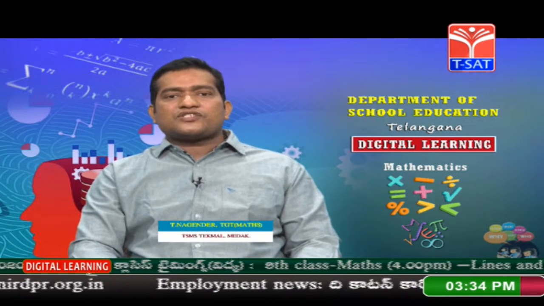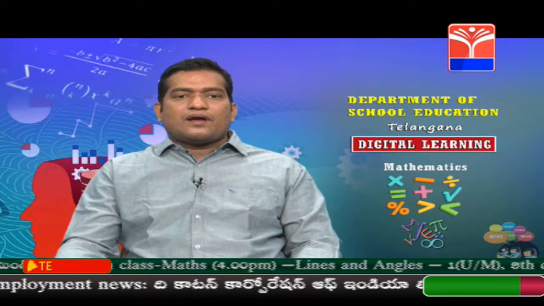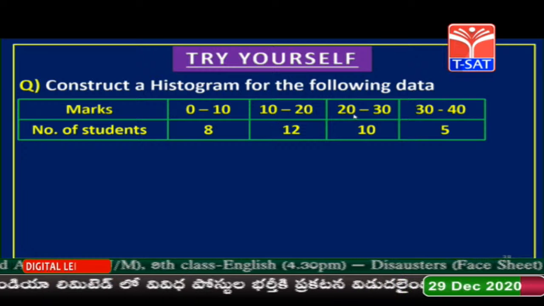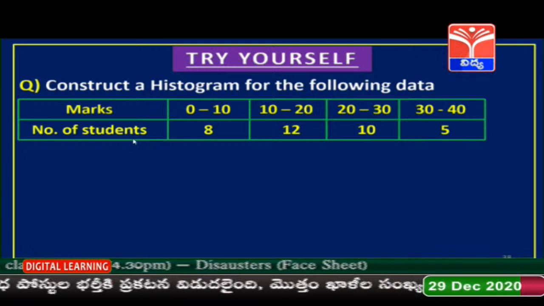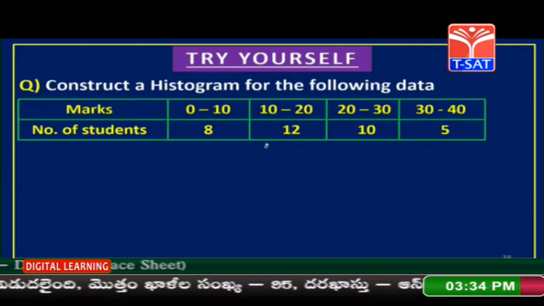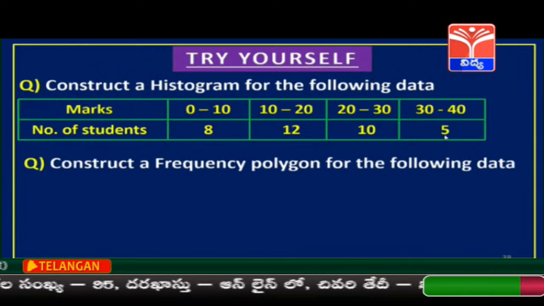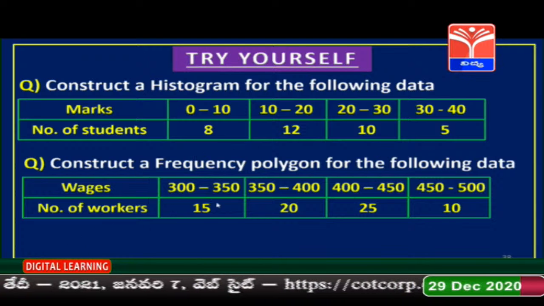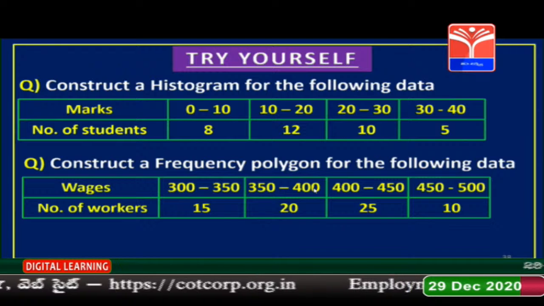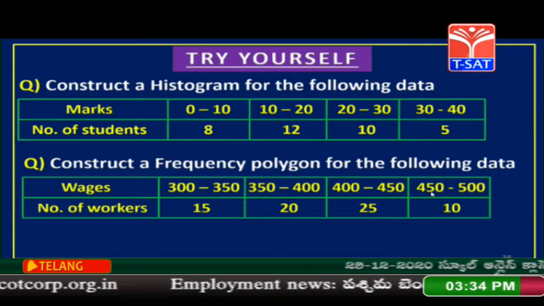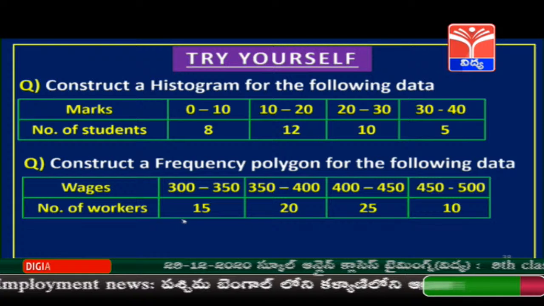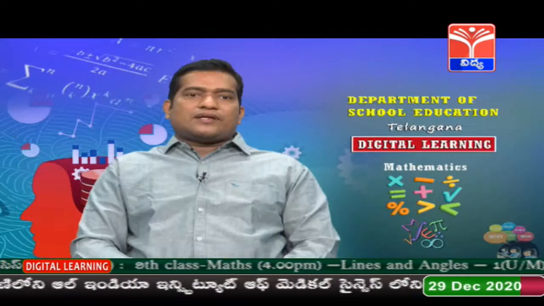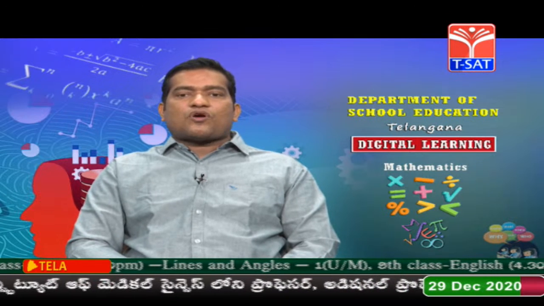Children, try yourself. Construct a histogram for the following data. Marks and number of students are given here. Marks 0 to 10, 10 to 20, 20 to 30, 30 to 40. Frequencies or number of students are 8, 12, 10, 5. Construct a frequency polygon for the following data. Wages and number of workers are given. 300 to 350, 350 to 400, 400 to 450, 450 to 500, and number of workers or frequencies given as 15, 20, 25, 10.